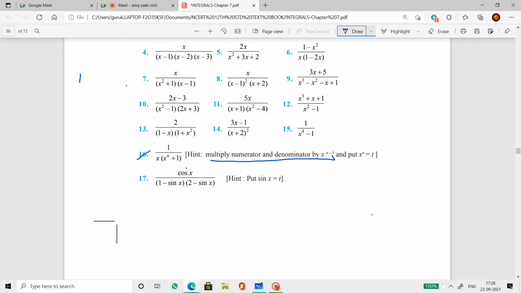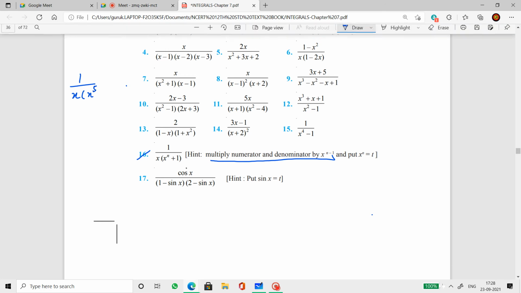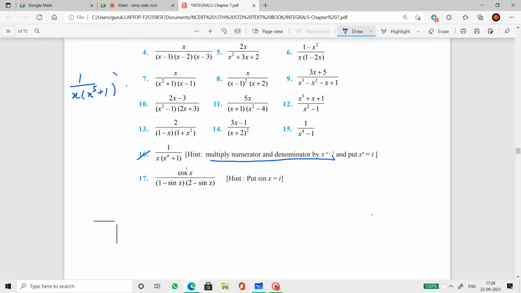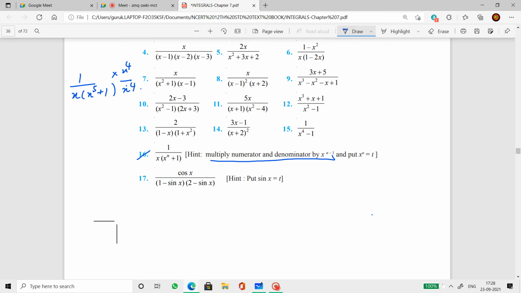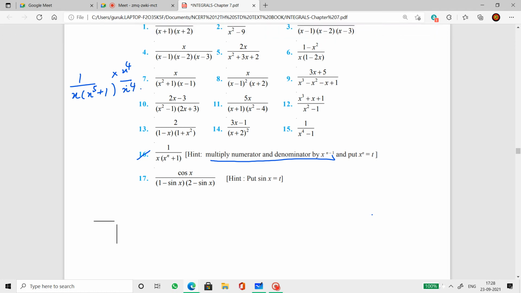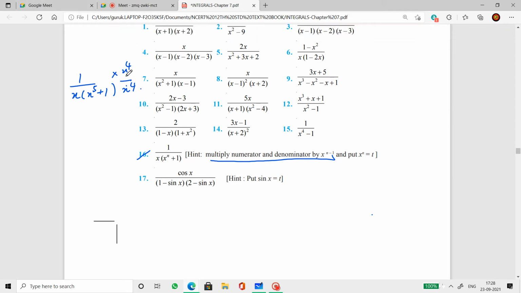Say tomorrow you find a question like 1 by x into x power 5 plus 1, then we multiply the numerator as well as the denominator by x power 4. The reason is that when you take x power 5 as t, the differentiation of x power 5 will give us 5x power 4. So that will get cancelled eventually when you follow the substitution method. Later on you have to break the sum using partial fractions and then integrate them.